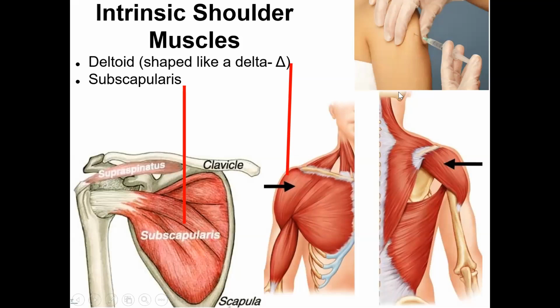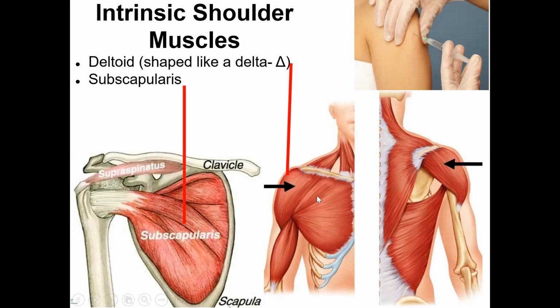Let's move into the actual intrinsic shoulder muscles. So we're going to distinguish the intrinsic shoulder muscles because they are actually within the shoulder and help to move the shoulder proper, whereas the extrinsic muscles are really located in the upper back, but they also do help move the shoulder and the upper limb. So the first one is the deltoid muscle, and it's called deltoid because of its shape. It has this triangular or delta type shape.